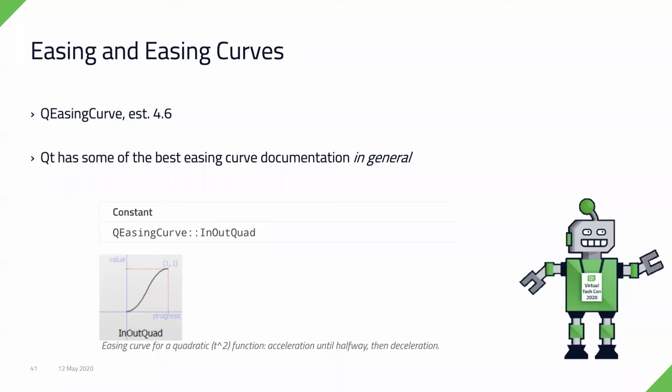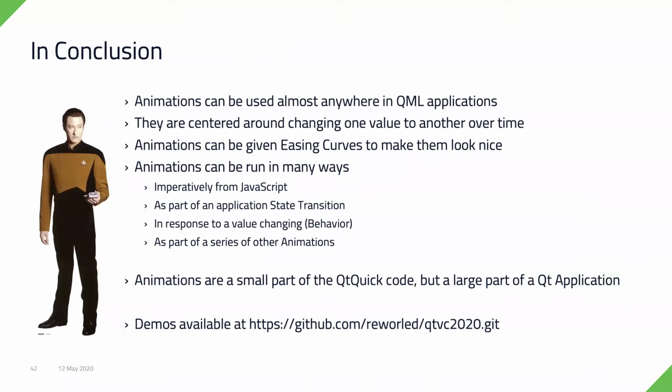Okay, we're just coming up to the hour, so I'm going to stop and give a conclusion. In conclusion, animations can be used almost anywhere in QML applications. They're centered around changing one value to another over time and along a line. Animations can be given easing curves to change the shape of the line, so you can give it a kind of a curve.